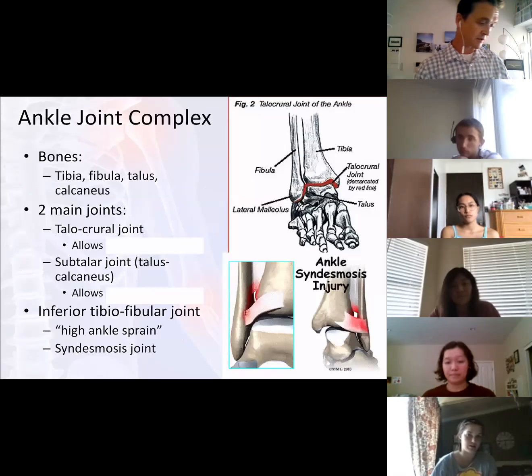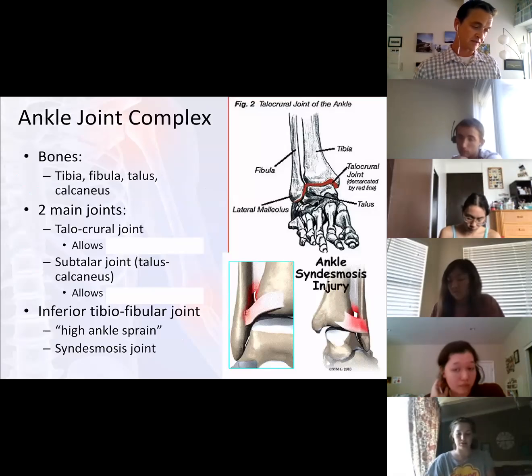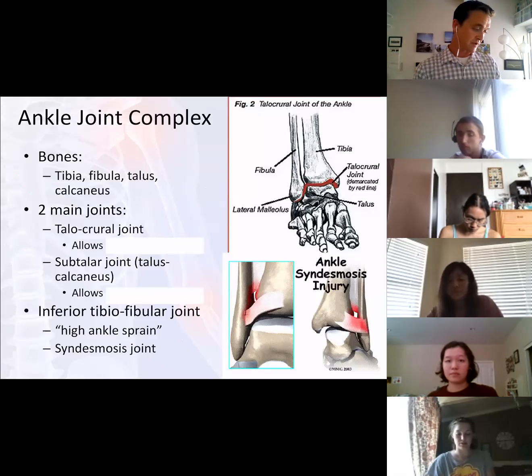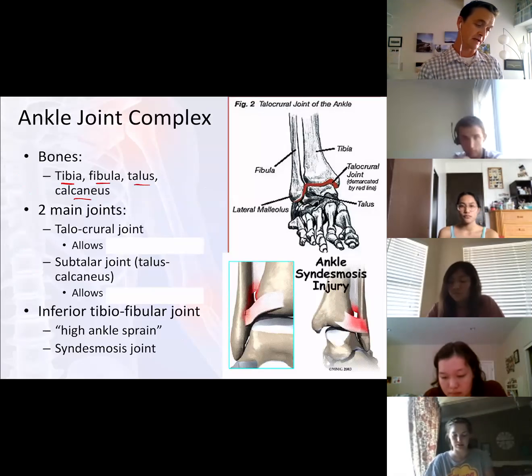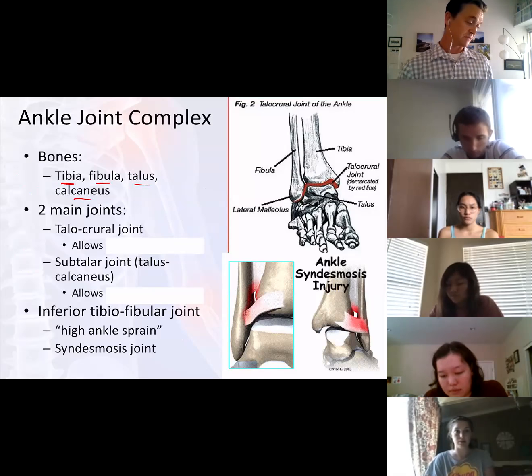Okay, let's talk about the ankle here briefly. We've only got a few minutes left, but the ankle complex also has a lot going on. There are 4 bones involved: the tibia, fibula, talus, and calcaneus. Okay, there are 2 primary joints in the complex.